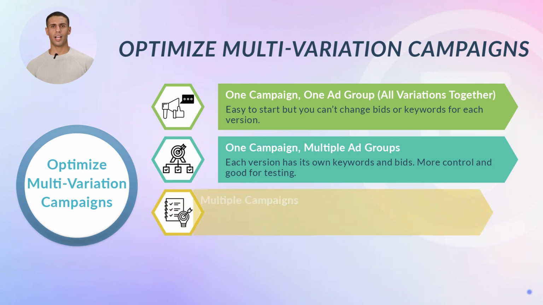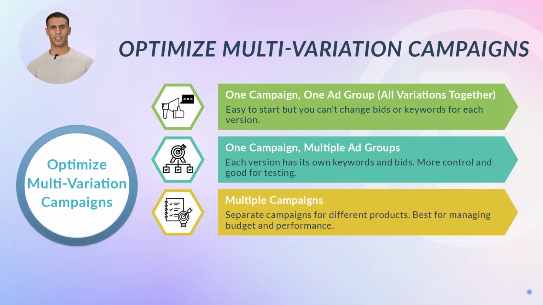Third, multiple campaigns with single or multiple ad groups. Each campaign focuses on particular products or ASIN groups. This setup gives better control over budget and bidding, especially when products perform differently.